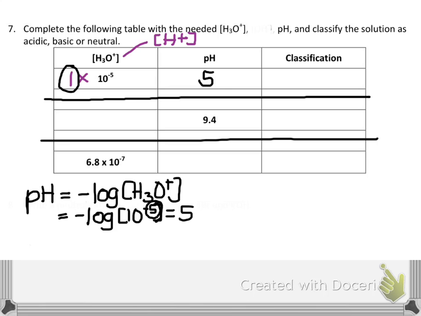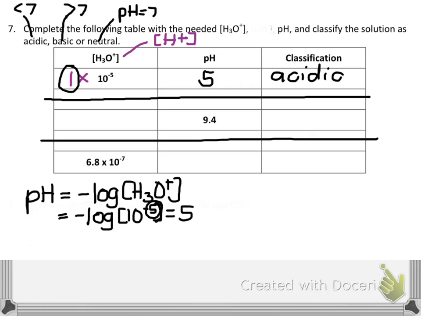Now remembering the acid-base scale, we know that a pH equals 7 is neutral. Basic is going to be greater than 7, so 8, 9, 10, 11, 12, up to 14. And then acidic is when you are less than 7, so 6 and below. So a pH of 5 is less than 7, so it would be acidic.